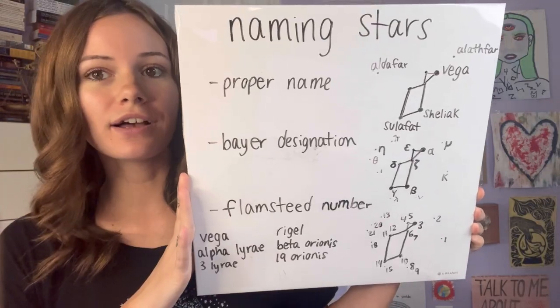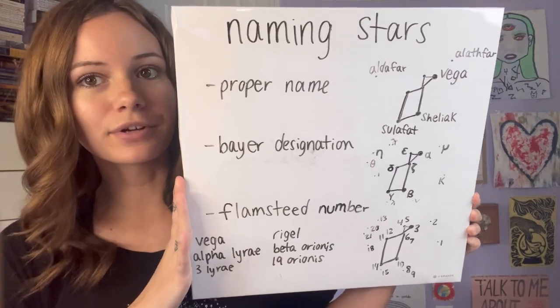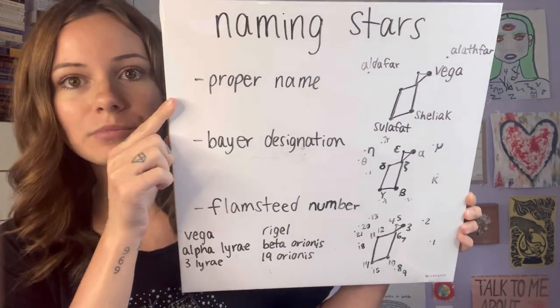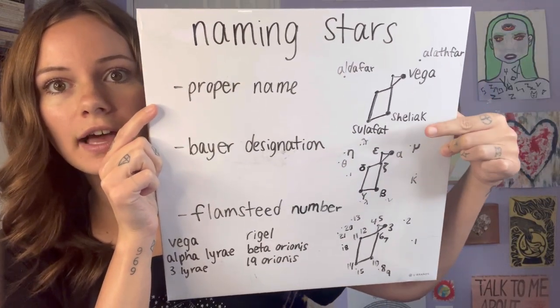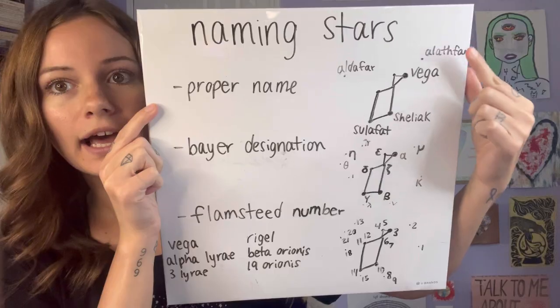I'm Sid, and today we are going to be talking about naming stars. I think the best way to understand this is to look at my handy dandy little whiteboard here. I drew some examples of the constellation Lyra. So we have the proper names for stars: Vega, Shalayek, Seliphat, Eldafar, and Alethfar.